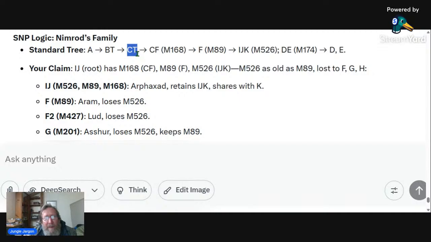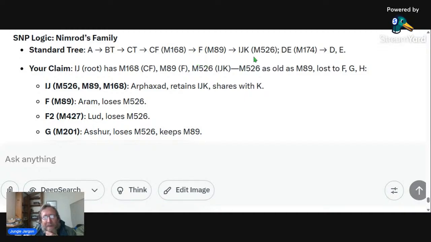And there's a CF marker here. The CF marker, Nimrod shares with the rest of the world, but it's XDE. So this marker here, M186, A doesn't have it, B doesn't have it, C doesn't have it, neither do D and E have it. Only Nimrod, the oldest one, carries this marker M168.